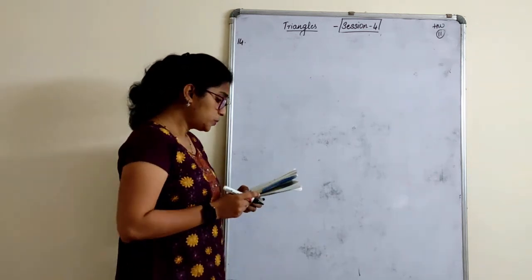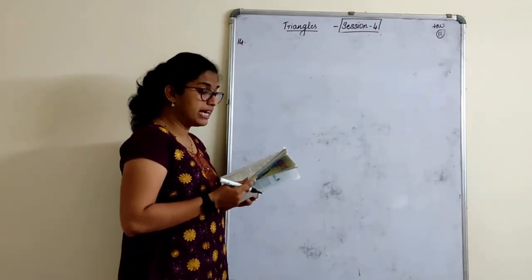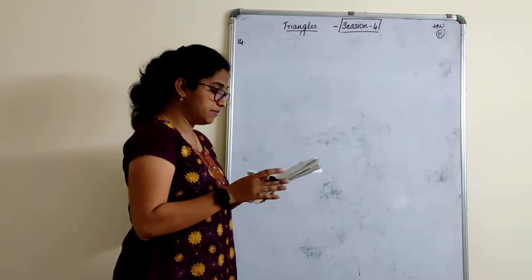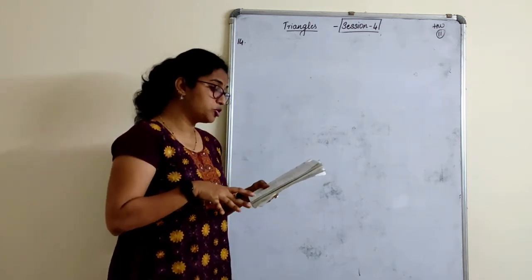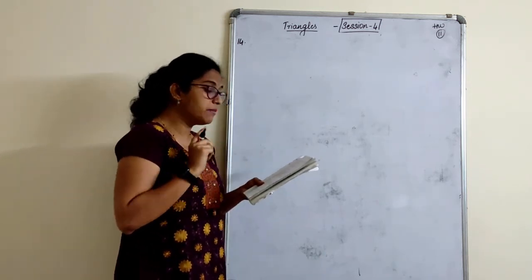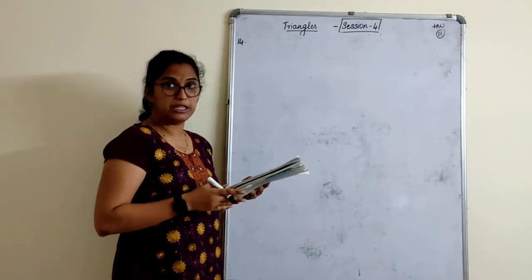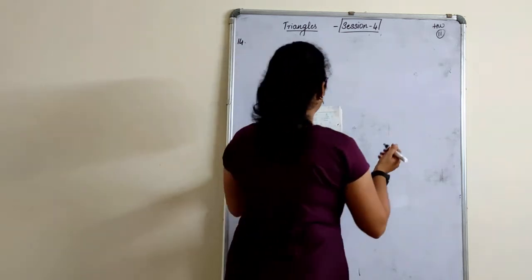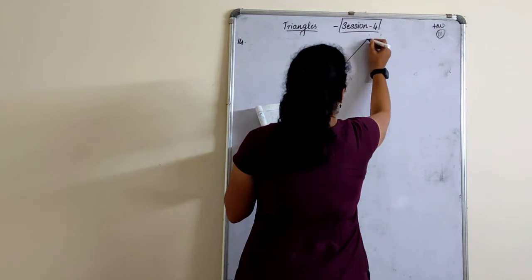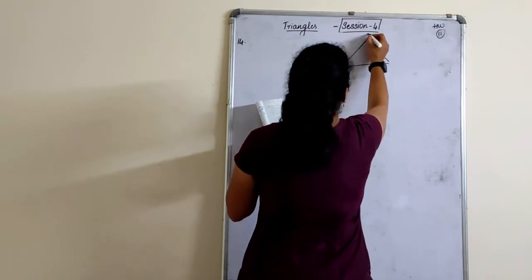14th one. The side AB, AC and median AD of a triangle ABC are respectively proportional to sides PQ, PR and median PM of another triangle PQR. Similar as that, what you feel? Let's first draw this. So this is the first triangle.